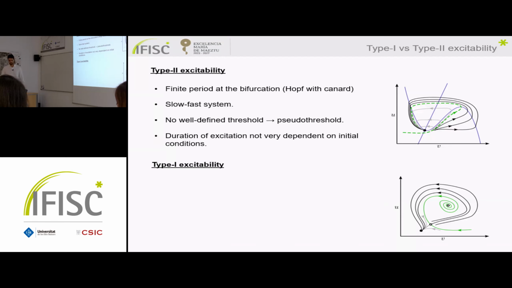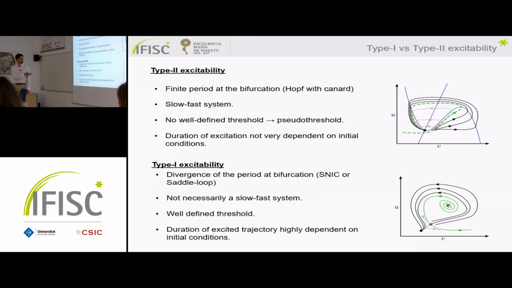So they should be a slow-fast system to show this kind of behavior. In this kind of system, the type 2 excitable systems, the threshold is not very well defined. Here they have a pseudo threshold, shown as this dotted green line. And if the difference of time scales is bigger, this threshold gets thinner, closer to a threshold behavior. So it's also related with this slow-fast dynamics. Also, the duration of the excitation does not depend too much on initial conditions, but is mostly dominated by the dynamics of the slow variable.